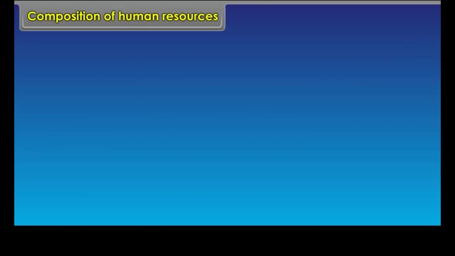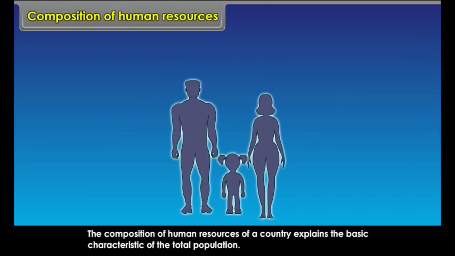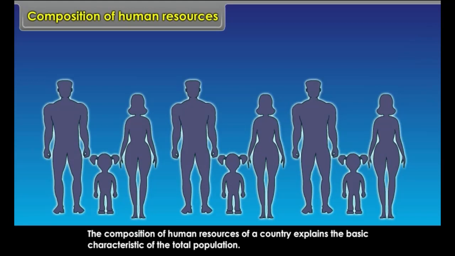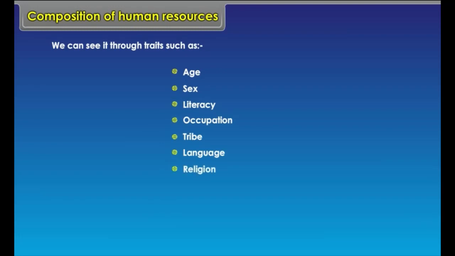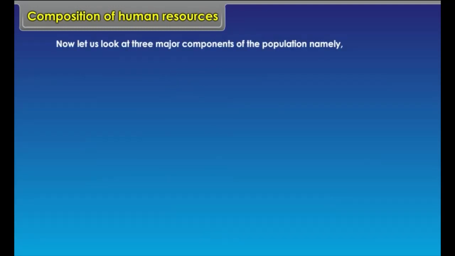Composition of human resources. The composition of human resources of a country explains the basic characteristic of the total population. We can see it through traits such as age, sex, literacy, occupation, tribe, language, religion. Now, let us look at three major components of the population, namely sex composition, age structure, literacy levels.